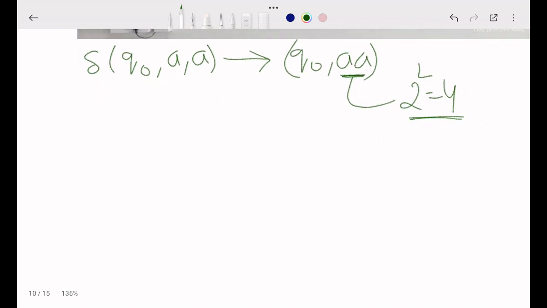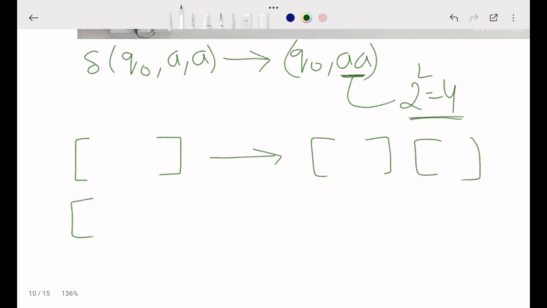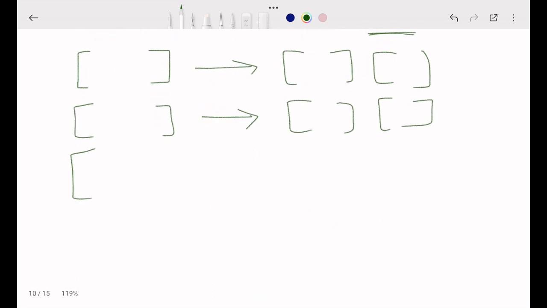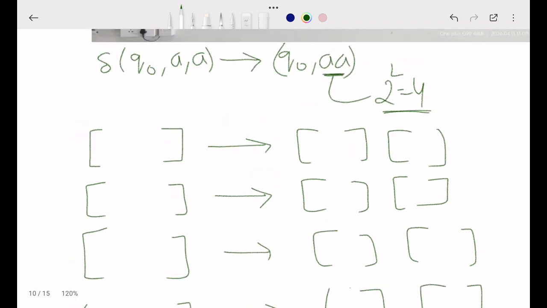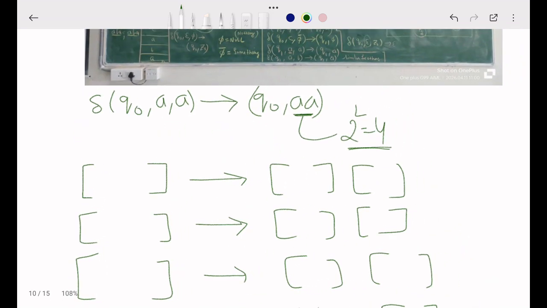So how will you solve this question? You will write a total of 4 productions. First, second, third, and this is the fourth one. Done. Now once you have written this, I will give you one very good way to remember it.